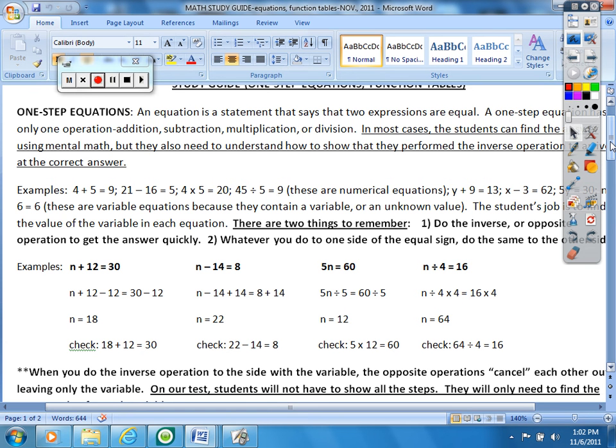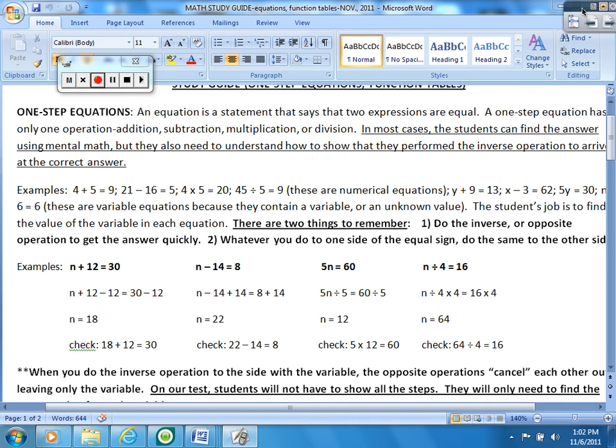All right. What are one-step equations? An equation is a statement that says that 2 expressions are equal. A one-step equation has only one operation: addition, subtraction, multiplication, or division. In most cases, now this is very important, the students can find the answer using mental math, but they also need to understand how to show that they perform the inverse operation to arrive at the correct answer.